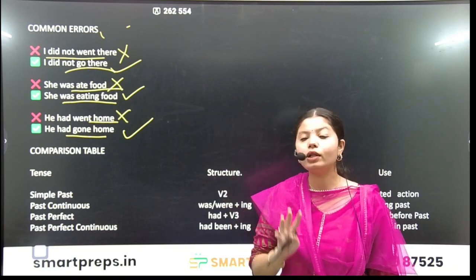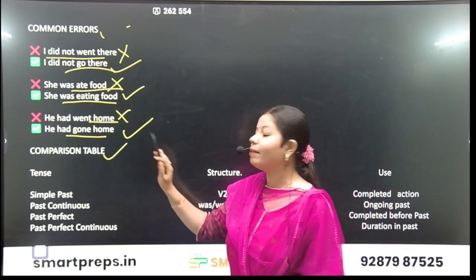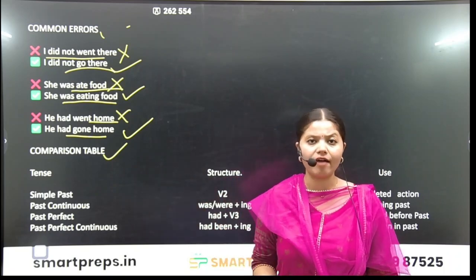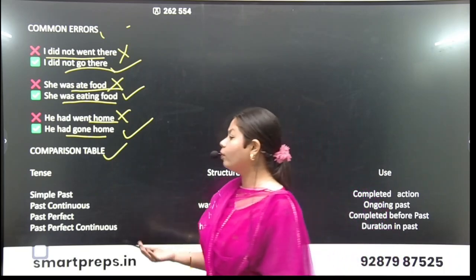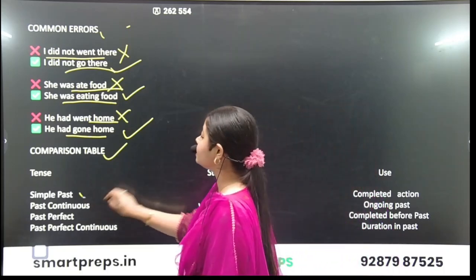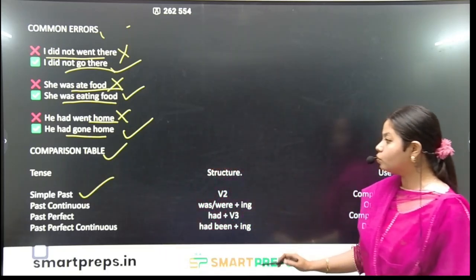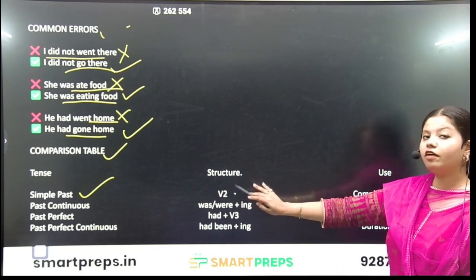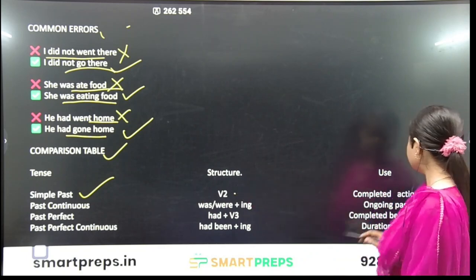Okay, so now let's understand this comparison table with whatever we have learned and understood. So the tense is simple past tense. The structure is what? Simple past tense. The verbs will be there in the past tense, completed action.